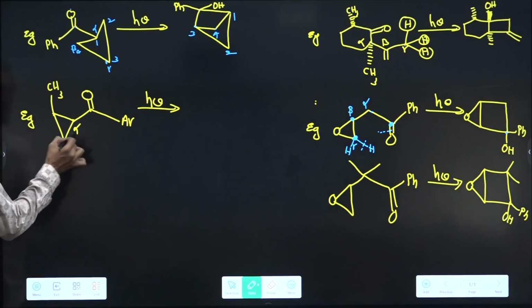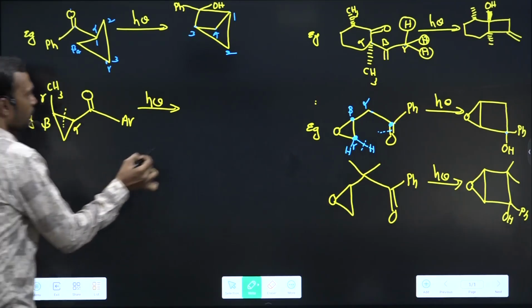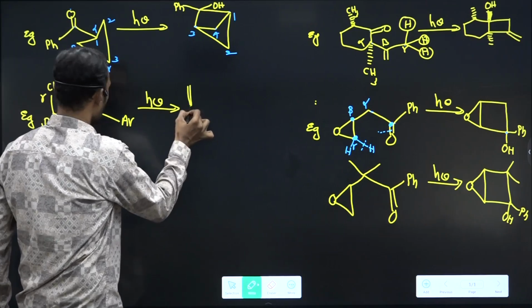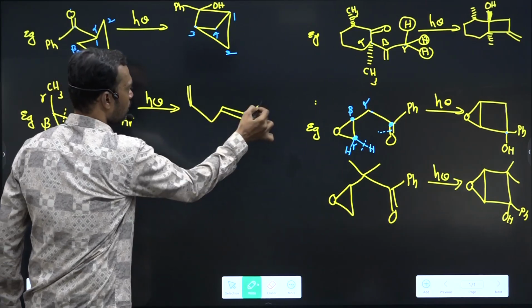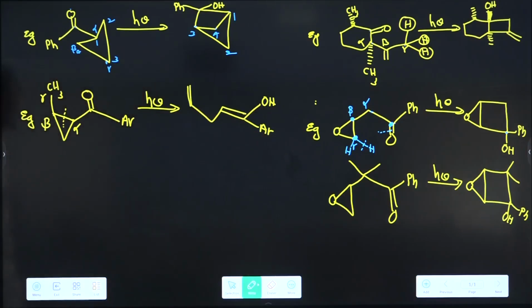Now here we can break this alpha, beta, gamma, break this bond, possible. So if you break this beta, gamma bond, saturate alpha, here OH and this is Ar, that is the answer. Break this bond, put a double bond between these two, put a double bond between these two, that is the answer.